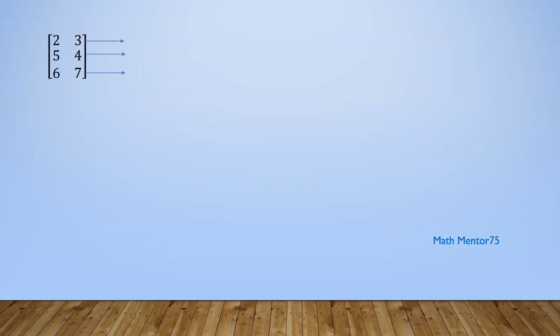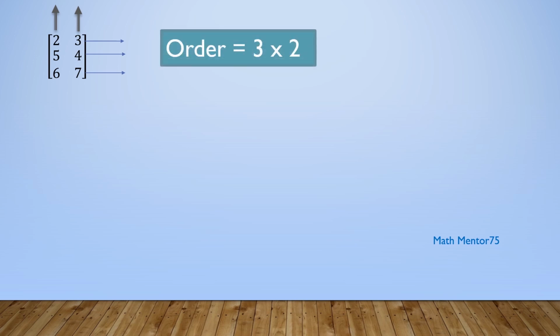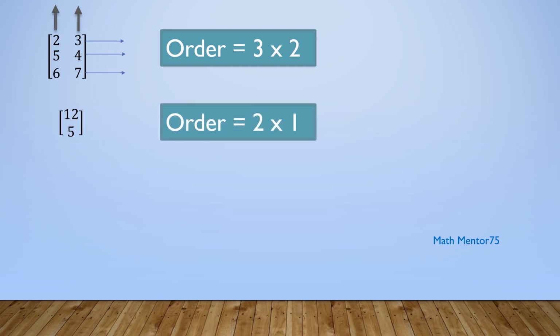Now, order of a matrix means the number of rows and columns in any particular matrix. If you focus on this matrix, we have 1, 2, 3 rows and 1, 2 columns. So how are we going to write this? Order is always equal to rows times columns, that is rows into columns. Here we have 3 rows and 2 columns. So what is the order of this matrix? Order is 3 into 2. This is the order of the first matrix.